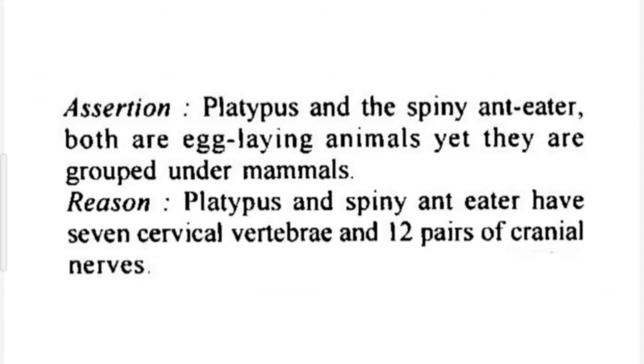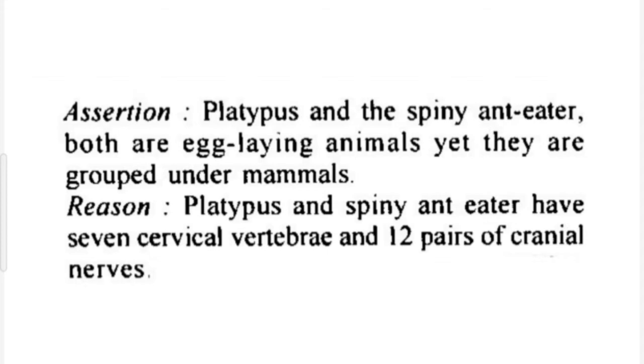Assertion: Platypus and the spiny anteater both are egg-laying animals, yet they are grouped under mammals. Reason: Platypus and spiny anteater have 7 cervical vertebrae and 12 pairs of cranial nerves. Right answer is option A, if both assertion and reason are true and reason is the correct explanation of assertion.